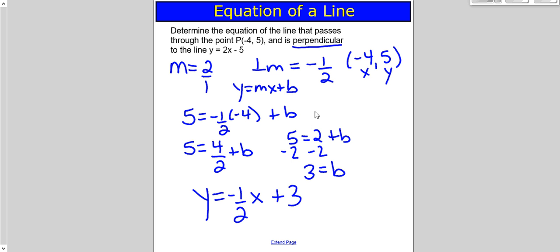Okay, that brings us to the end of the equation of a line and finding midpoint. Make sure that you practice this, and if you have any problems, come on back.